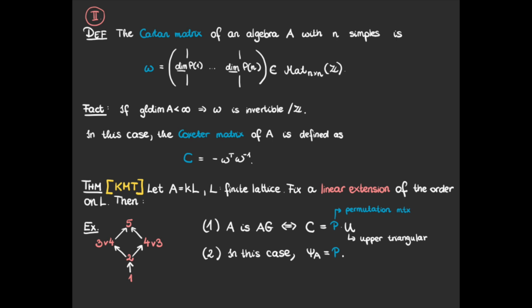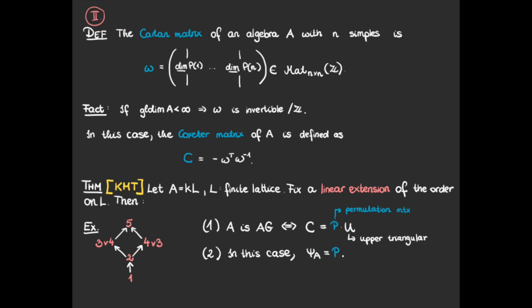And for representation theory, this often doesn't matter that much which ordering we choose. However, for these results, it will be very important to state the correct order. So let me say that in this case, we will fix an order on the vertices of the lattice, which is a linear extension of the order which comes from this lattice. And then we can build a Coxeter matrix with respect to this ordering, and we get the result that in this case, an algebra is Auslander-Gorenstein if and only if this Coxeter matrix can be written as a permutation matrix times an upper triangular matrix.